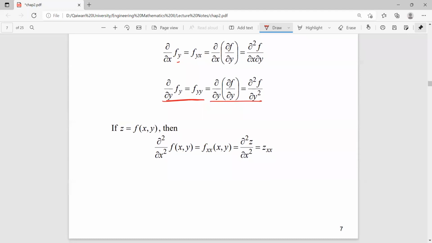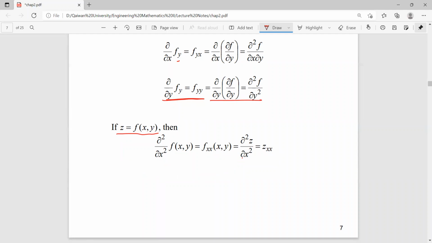Here we say if z is f of xy, then partial squared f of xy by partial x squared means taking two partial derivatives with respect to x. First and second are both with respect to x. It equals f sub xx of f of xy. And also we can say it equals partial squared z by partial x squared, since z equals f, and also z sub xx. We can write them down in these forms.